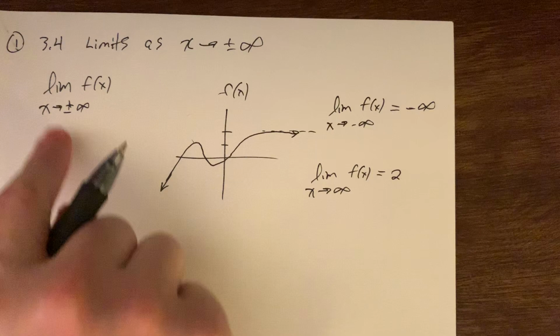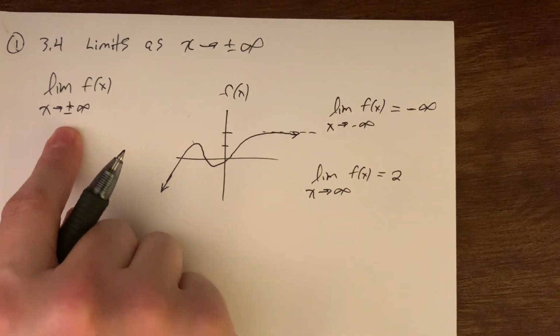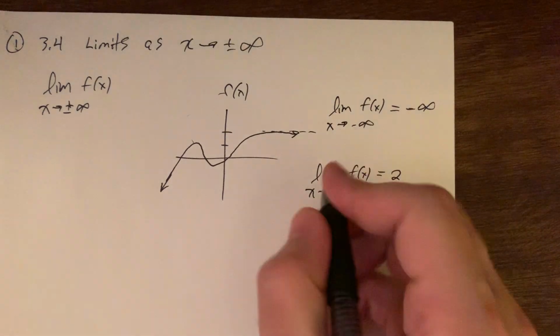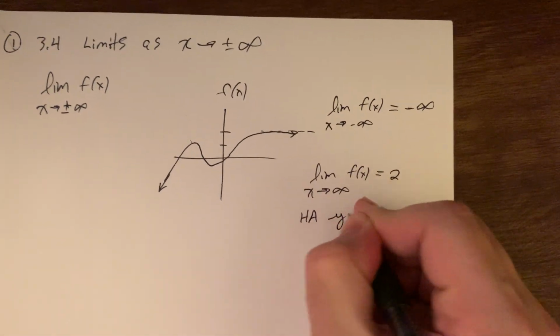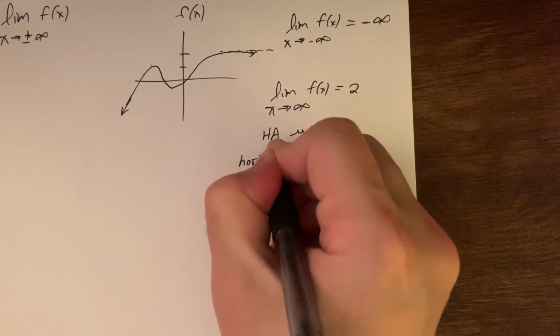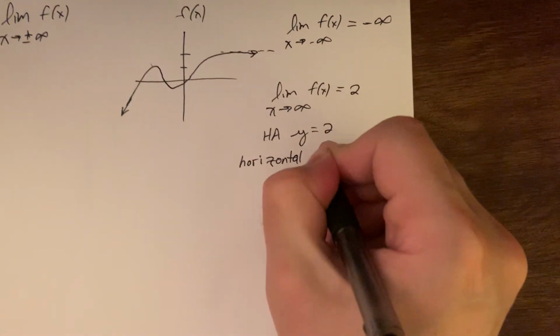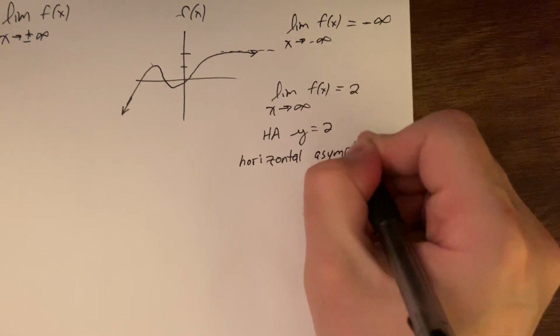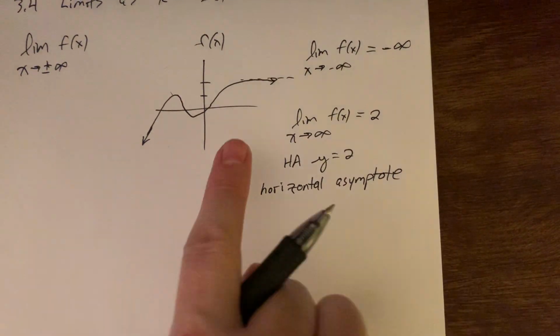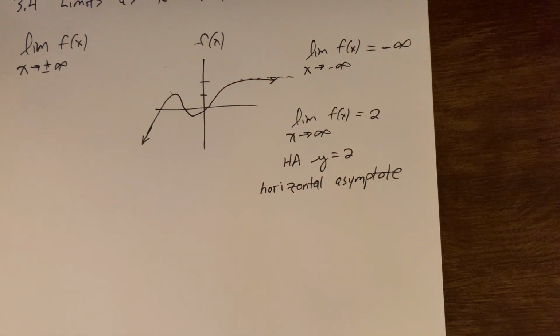When we take these limits, positive or negative infinity, the infinities are possibilities, but so are numbers, and those numbers, I shouldn't abbreviate, HA is giving me a horizontal asymptote. That's what I'm literally seeing in this particular situation.